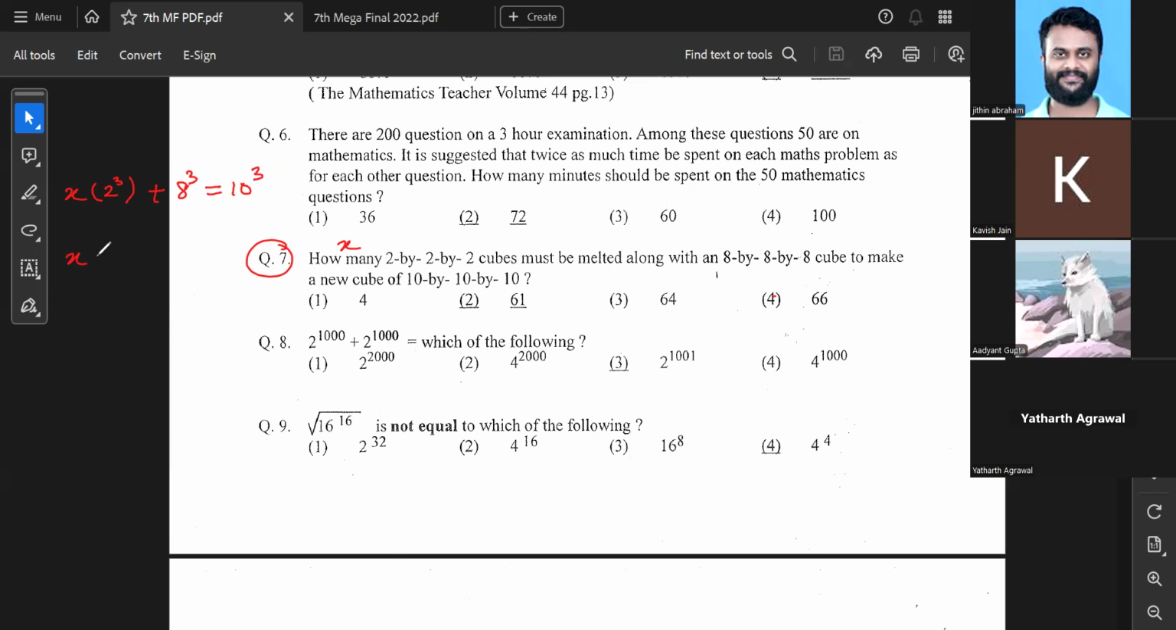So x multiplied by 2 cubed, which is 8, plus 8 cubed equals 10 cubed. I'll take the 8 cubed to the other side. So it's basically 1000 for 10 cubed minus 8 cubed, which is 512. And 1000 minus 512 gives you 488, divided by 8. That should be your x, 61. Correct.